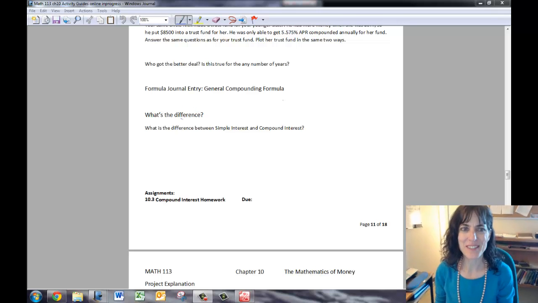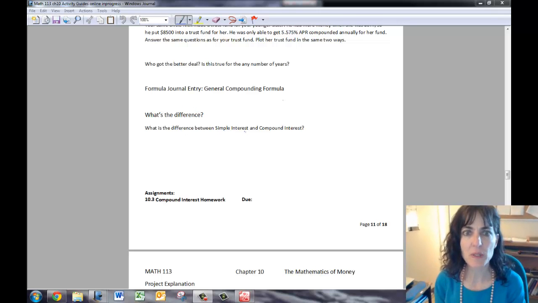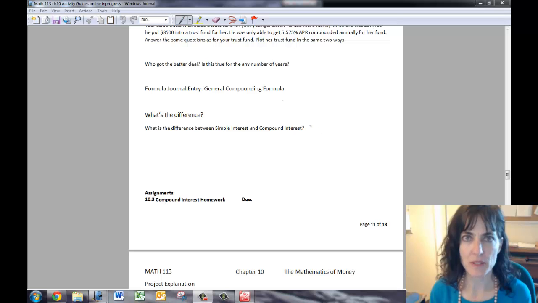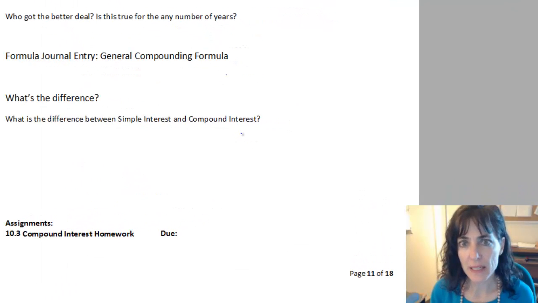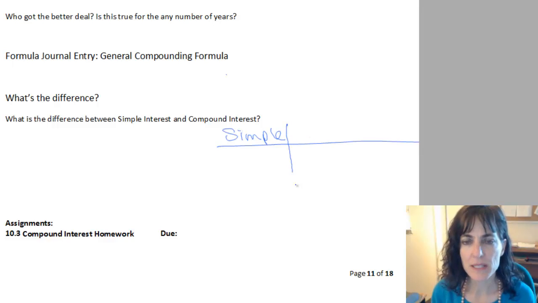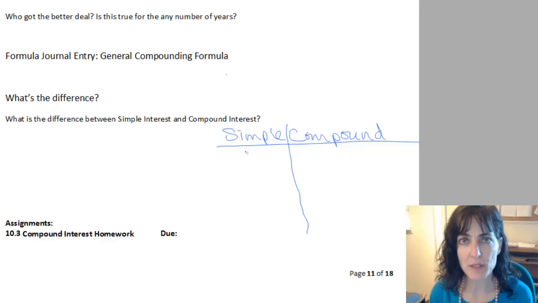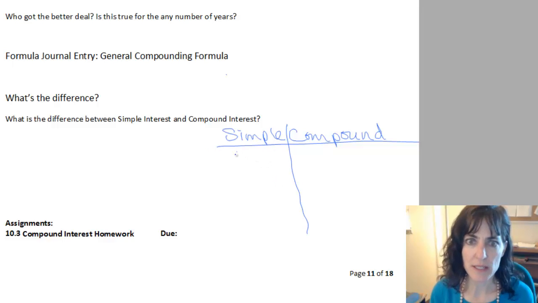What's the difference between simple interest and compound interest? So again, I'd like to make a T-chart. So simple versus compound. When you're talking about the difference, one method is to list out all the items, all the information you know about one of the concepts, and then look at the other concept and see if it works the same way.